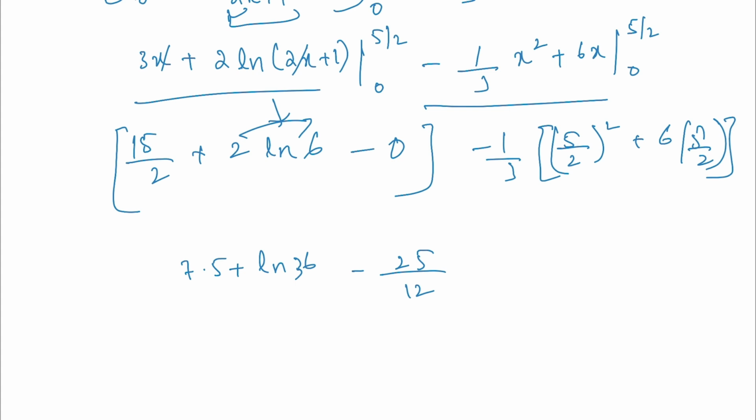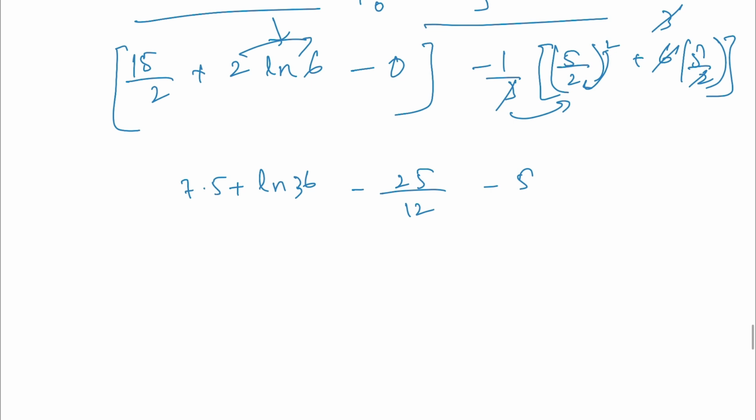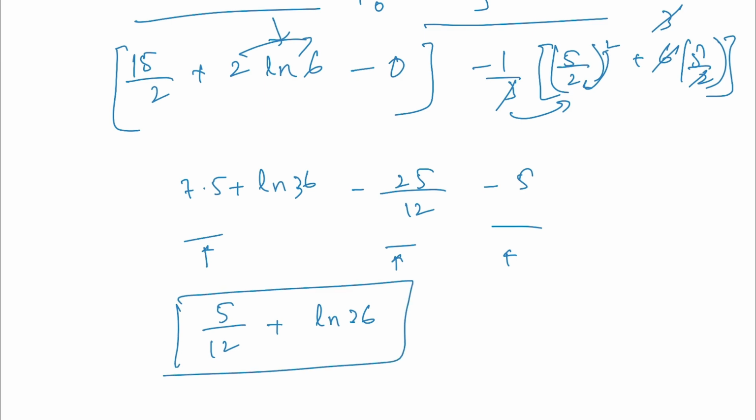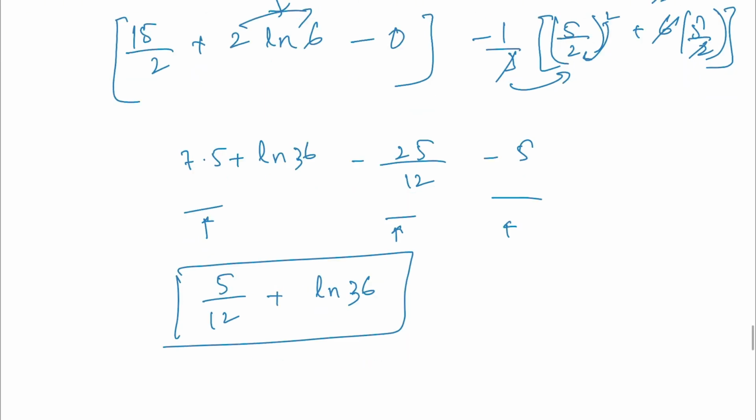Since this is 25 and 4, 2 power 2 is 4, and then multiplied by 3, this would be 12, and this would be negative 5. Since this would be cancelled out and this would be cancelled out, this would be multiplied by negative, so we'll be getting our answer as this. Solving these by calculator, we'll be getting our answer as 5 over 12 plus ln 36, and this is our final answer.